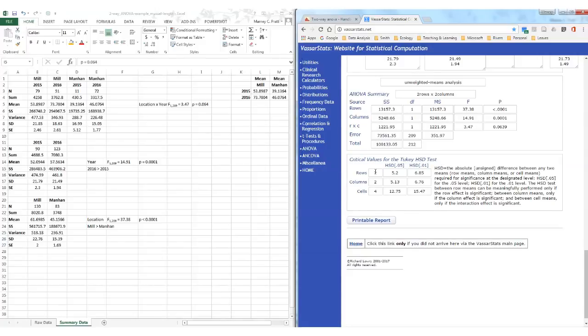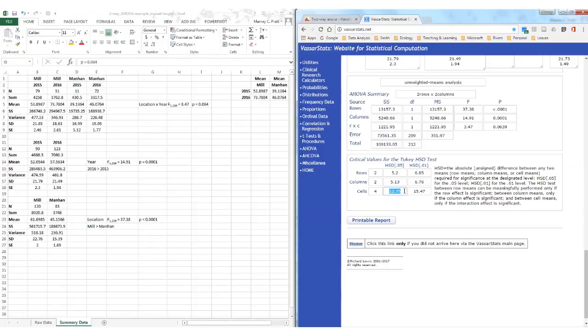But basically what it does is it tells you, let's just focus on the cells. This is for the interaction term: the absolute difference between any two means of the interaction terms, if the value that you get in the difference of the means is greater than 12.75, then you know that it's significantly different by at least a p of 0.05. So this is your critical value for the difference in means at a level of p equals 0.05.